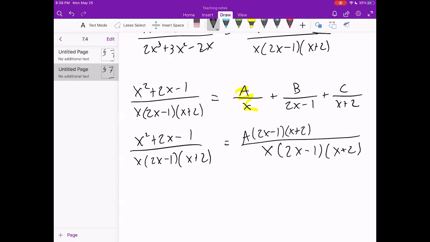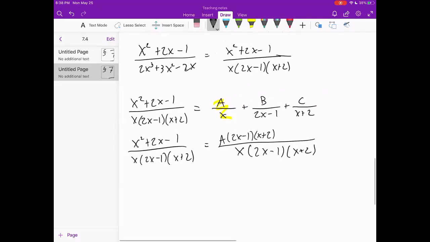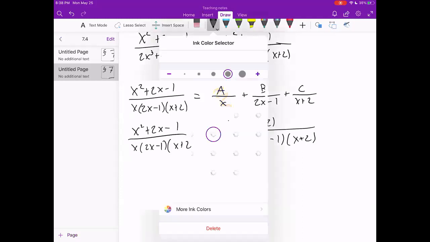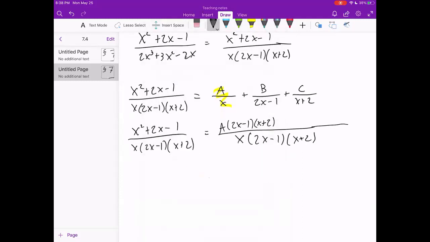I'm really worried about running out of room here. Yeah, I'm going to definitely run out of room. So we'll make the screen a little bigger.